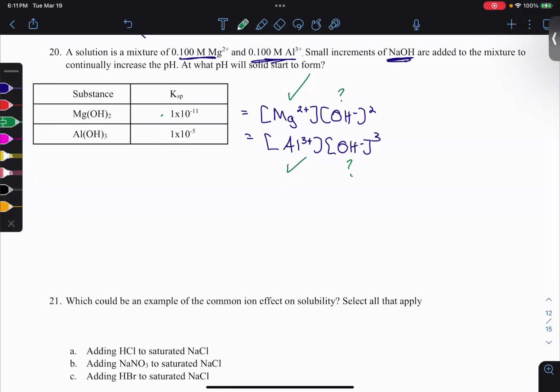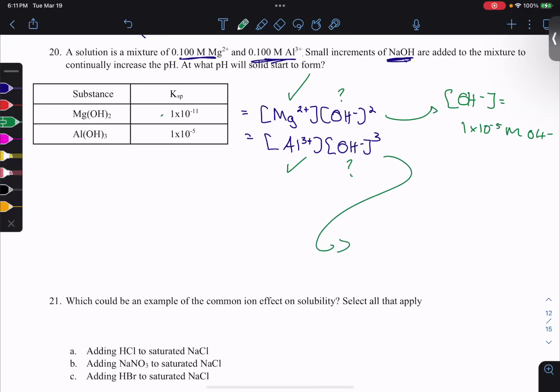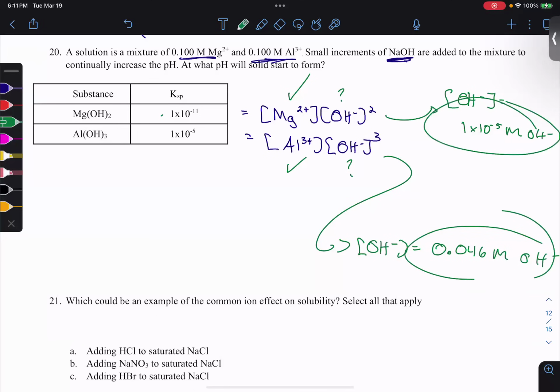So I think when you do that for magnesium, the hydroxide concentration required is something like 1 × 10⁻⁵ molarity hydroxide. But if you do it for aluminum, you see that the hydroxide concentration required is something like 0.046 molarity hydroxide. So these are the two numbers we want to compare.